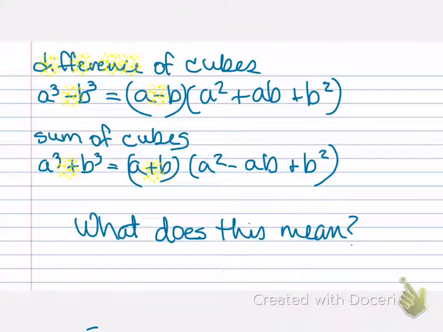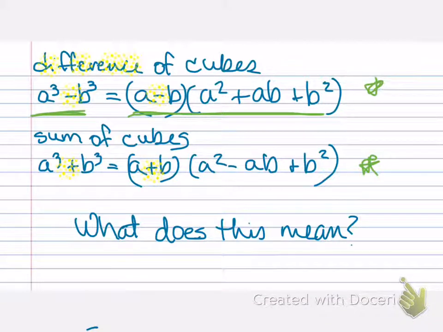The first one is a difference of cubes. The second one is a sum of cubes. And what does this mean? What this means is if I have a cubed minus b cubed, if I have this, I can immediately substitute and plug it into this pattern. What makes this easier is that I don't have to figure out how to factor it. If I learn this particular formula and this formula, then I immediately know what to go to.